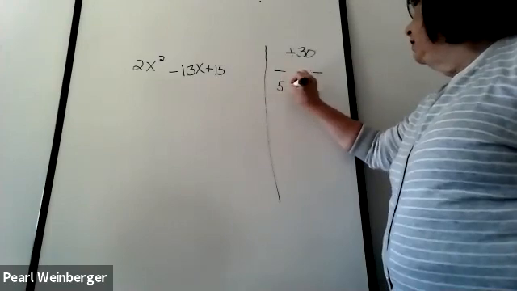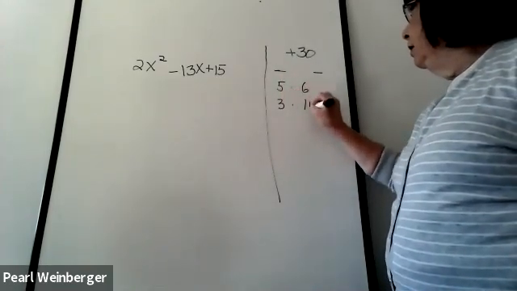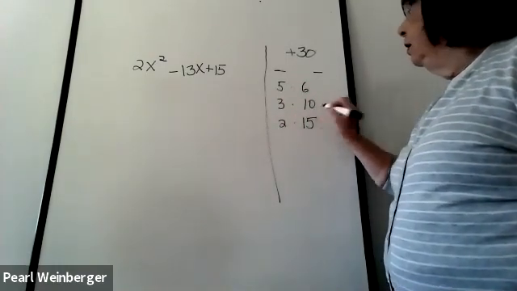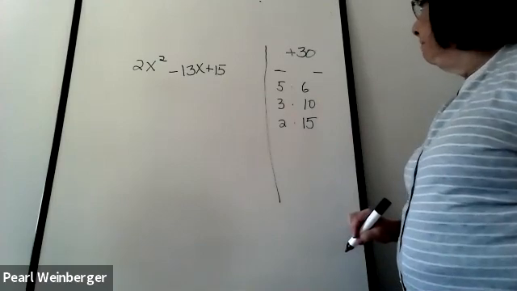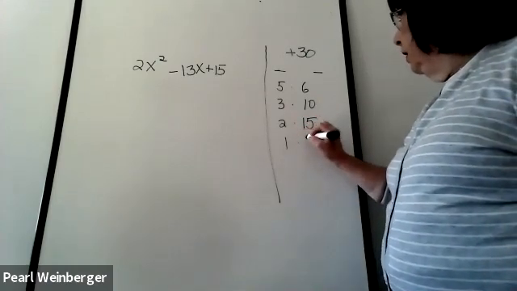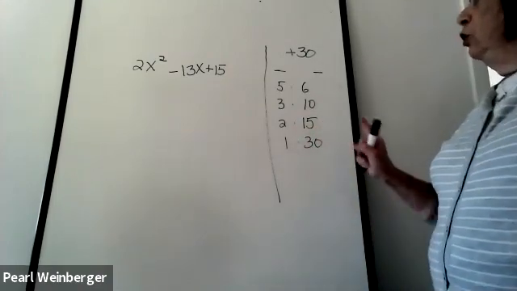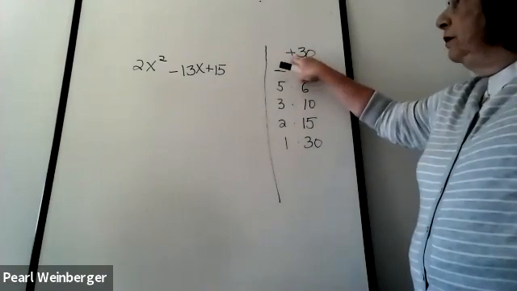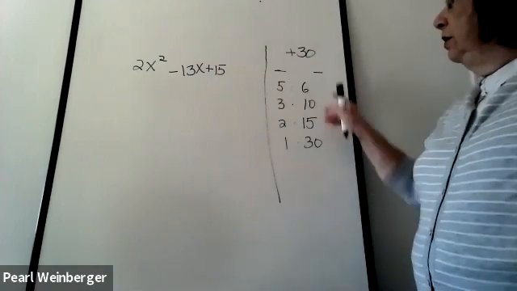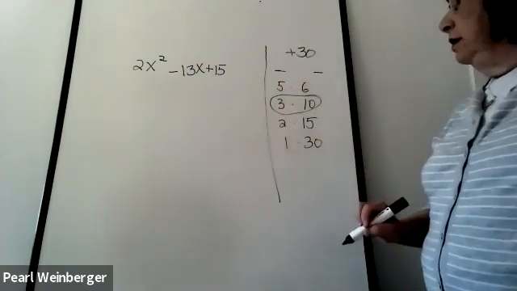There are a bunch of them. 5 and 6, 3 and 10, 2 and 15, 1 and 30. I think that's the combination. So now, we need them to add to 13. Of all of these, the ones that add to 13 are the 3 and the 10.